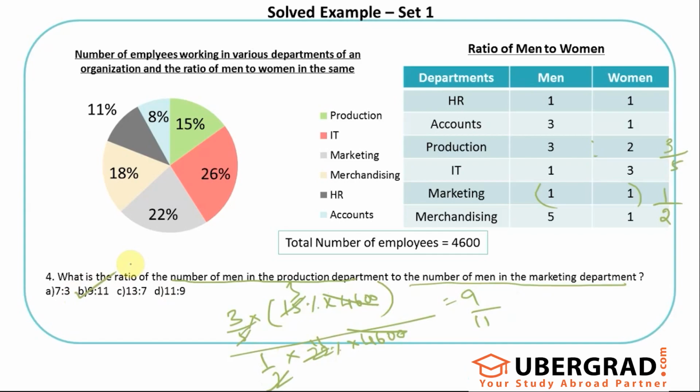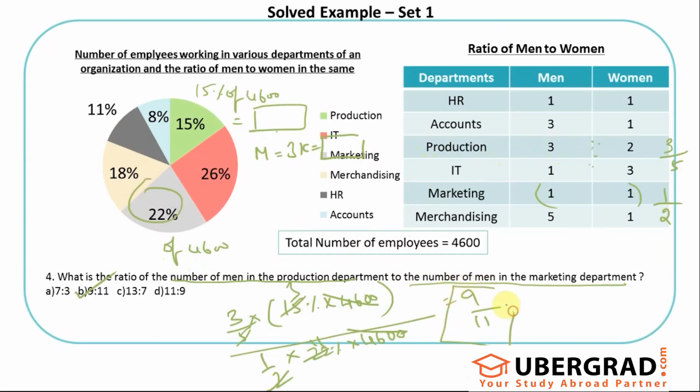This will be the fastest way to do it. I just try to show this by not calculating more. Otherwise, the way to do it is this: 15% of 4600. I find that I get a value for this. Once I know it, I know that it is a 3:2 ratio, right? And then I do 3k, 2k and find the k value, and then find the men is 3k. So I find the men. Similarly, do it for the marketing department as well. Marketing is 22% of 4600, and then do all of this. It still gives you the same answer. It just will take you more time, right?